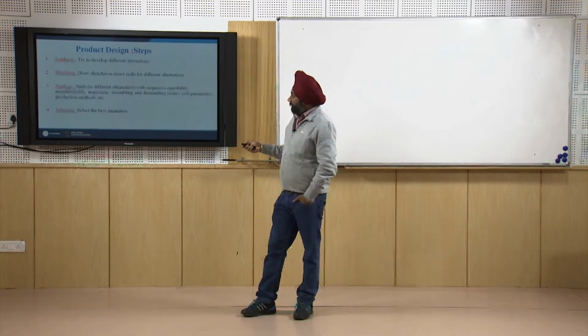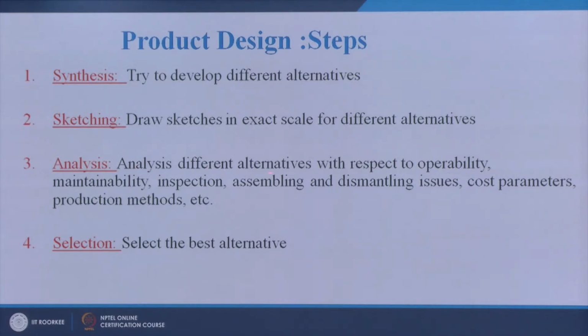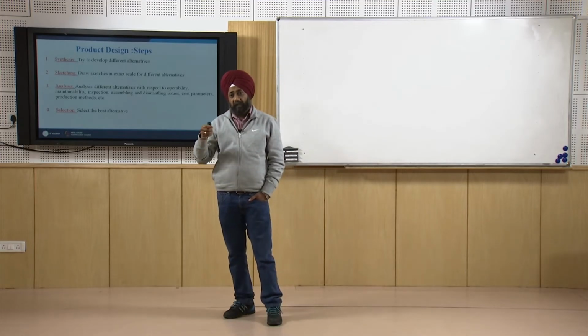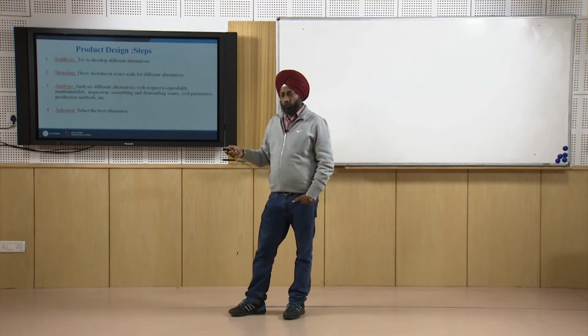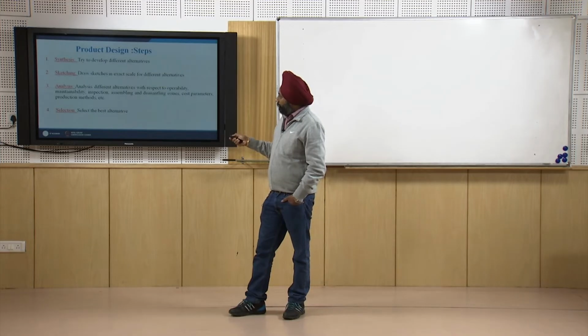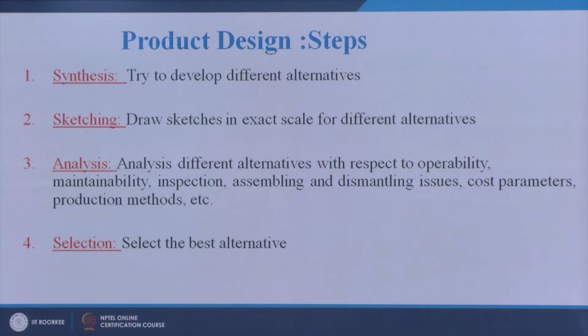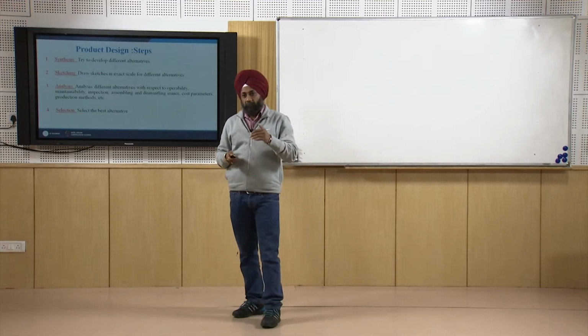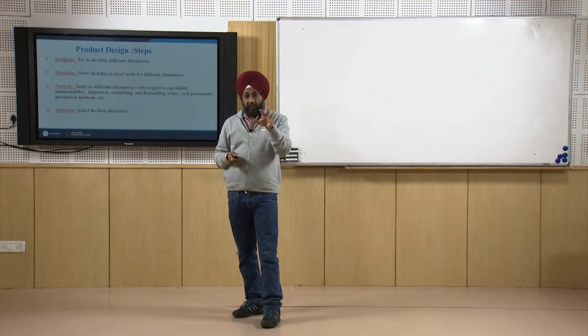Then analysis: analyze different alternatives with respect to operability, maintainability, inspection, assembling and dismantling issues, cost parameters, production methods. Even I can add legal matters, copyright issues, IPR issues, and then environmental concerns, waste disposal, recycling. You can name any issue, it can be covered here. Analysis: you have the ideas, you can analyze those ideas based on a number of parameters, and then you will be left with a few of them, because some of the ideas would get eliminated because of the criteria we have chosen for selection or analysis.